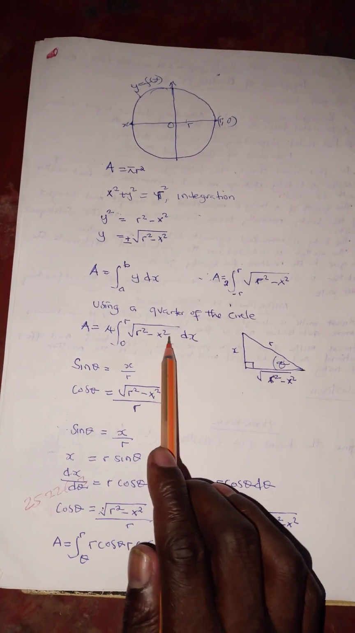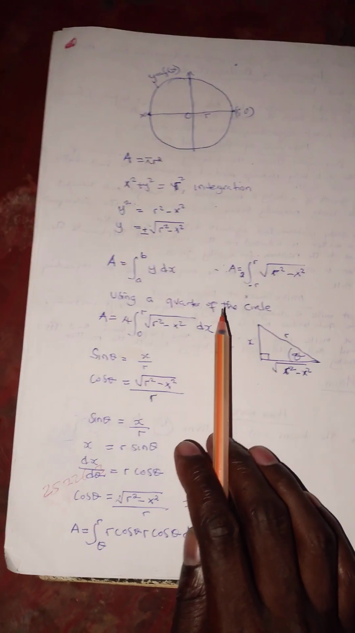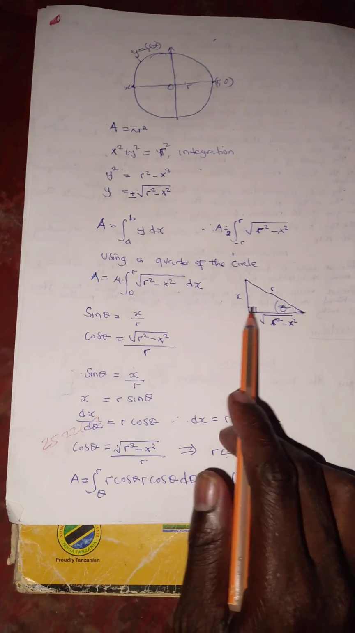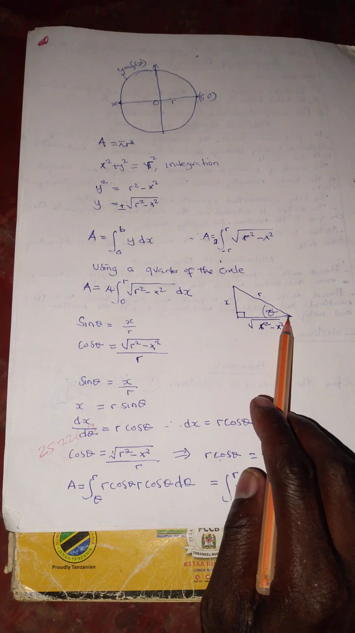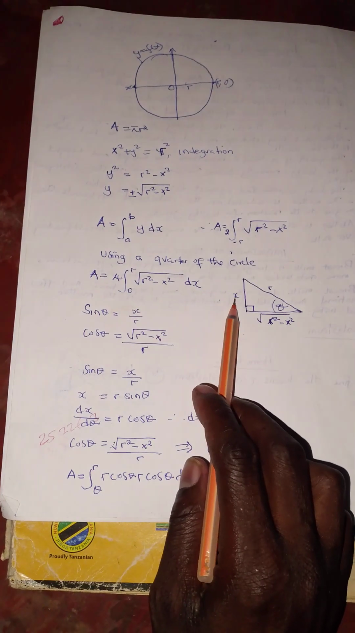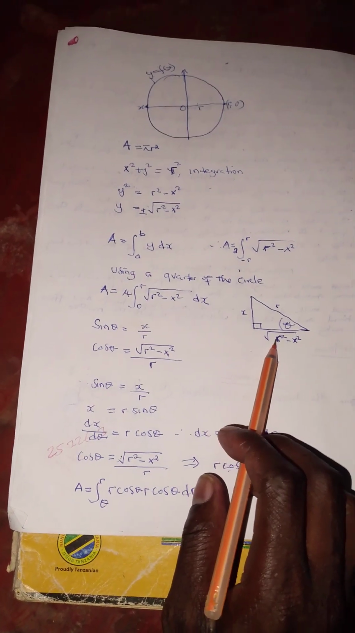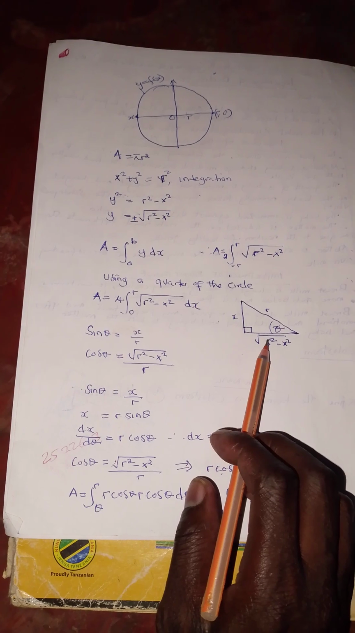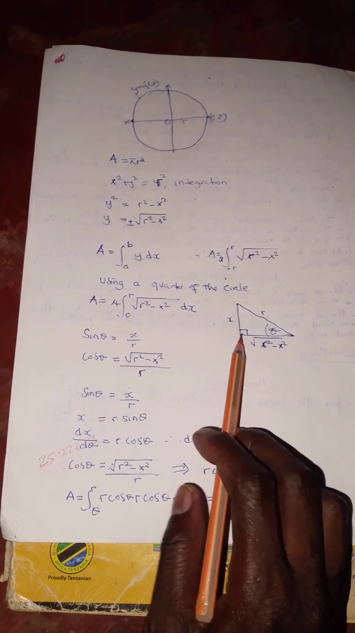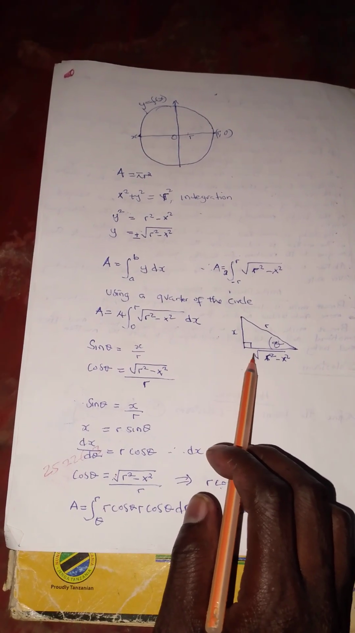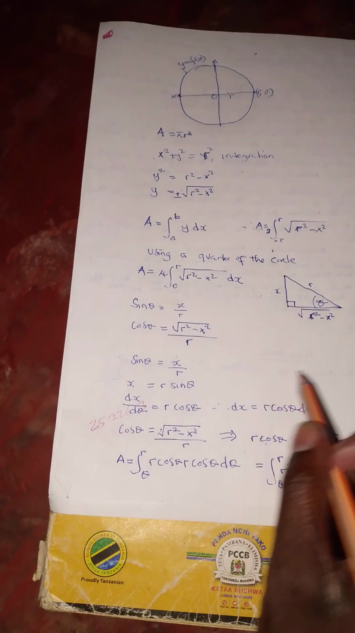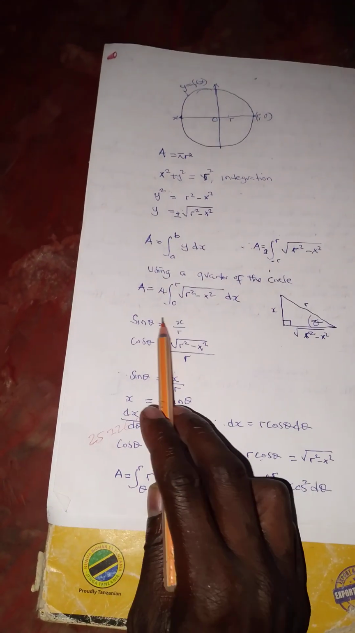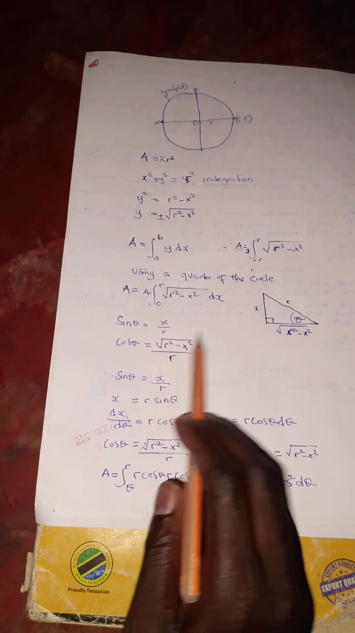So here is a function that we have in terms of y. But now if you get the triangle, we know where the radius is, which is actually the right angle triangle, and then we also have x there. If you check properly, you find that this other side is supposed to be square root of r squared minus x squared. Okay, now if you have an angle, then sine theta should be x over r.